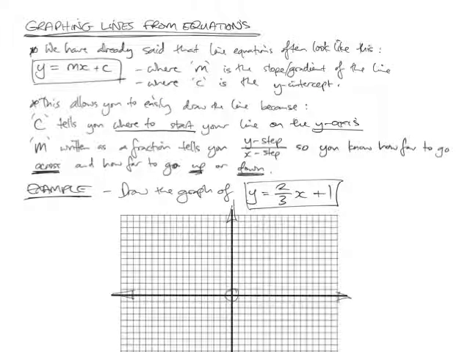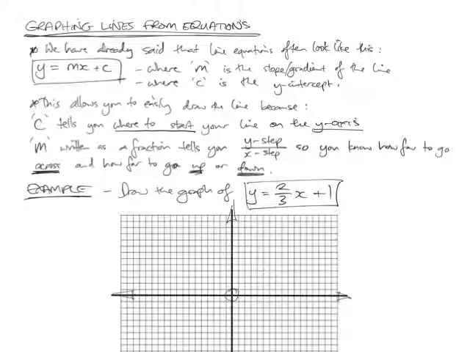Knowing what the m means and what the c means allows you to easily draw the line if you've got the equation, because c tells you where to start your line, where you just put a dot on the y-axis. You put a dot on the y-axis where c is. Okay? It tells you the y-intercept.